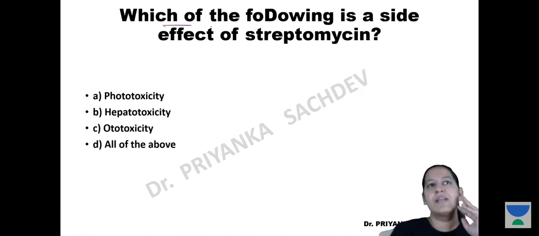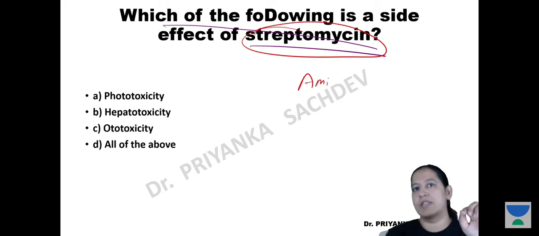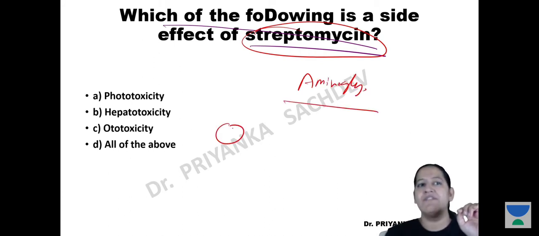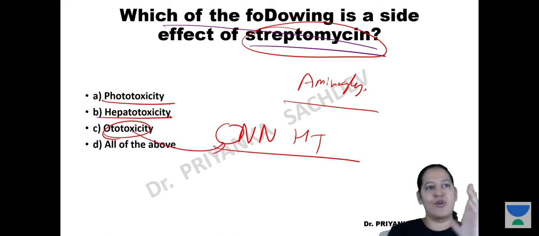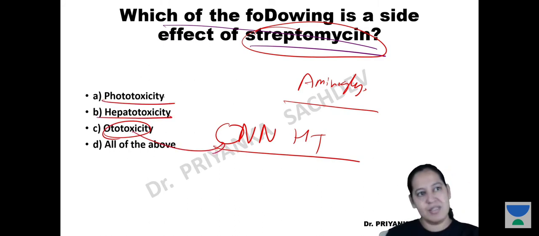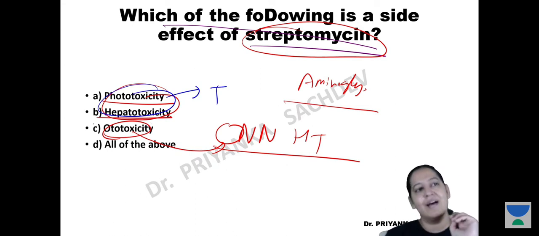Which of the following is a side effect of streptomycin? First learn what streptomycin is. You should understand streptomycin is an aminoglycoside, and what is the side effect? The mnemonic for side effects is OHT. Ototoxicity is there, but hepatotoxicity and phototoxicity are not there. Hepatotoxicity and phototoxicity are side effects of tetracycline, but not streptomycin. So the correct answer here will be C.